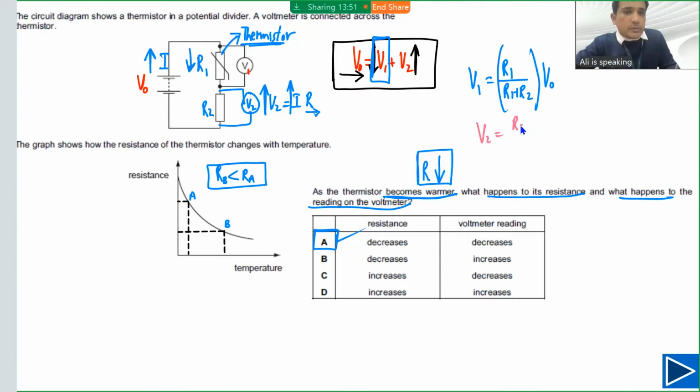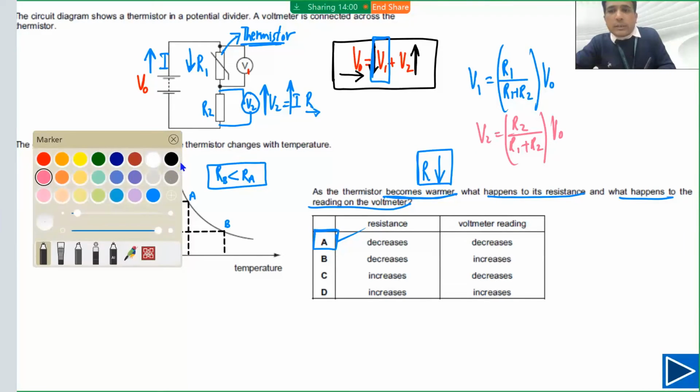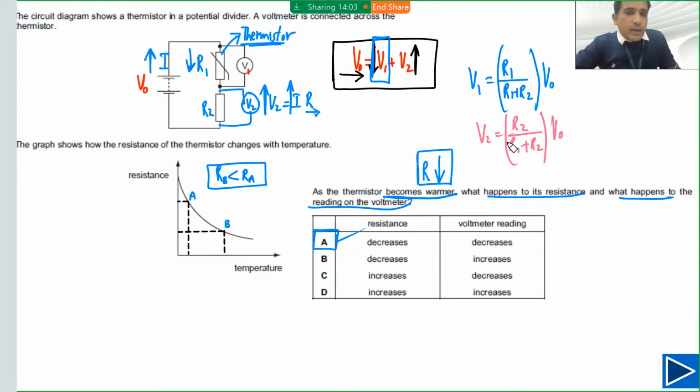This will be equal to R2 divided by R1 plus R2, multiplied by V naught. Now in this case you can see R1 is decreasing, this reading is constant, is not changing, this reading is not changing. How about this one? I hope you will say this one will increase. So this increases, this one has to decrease. So the answer for this question is A.